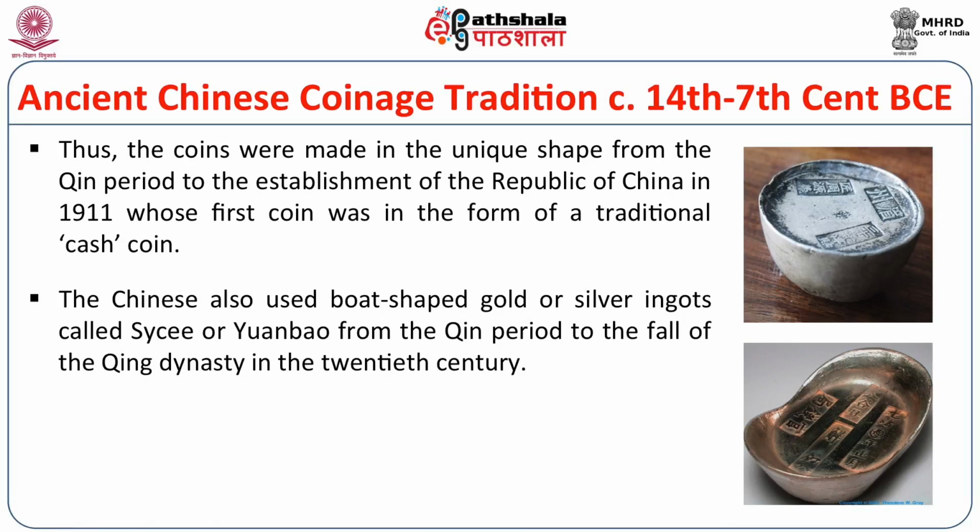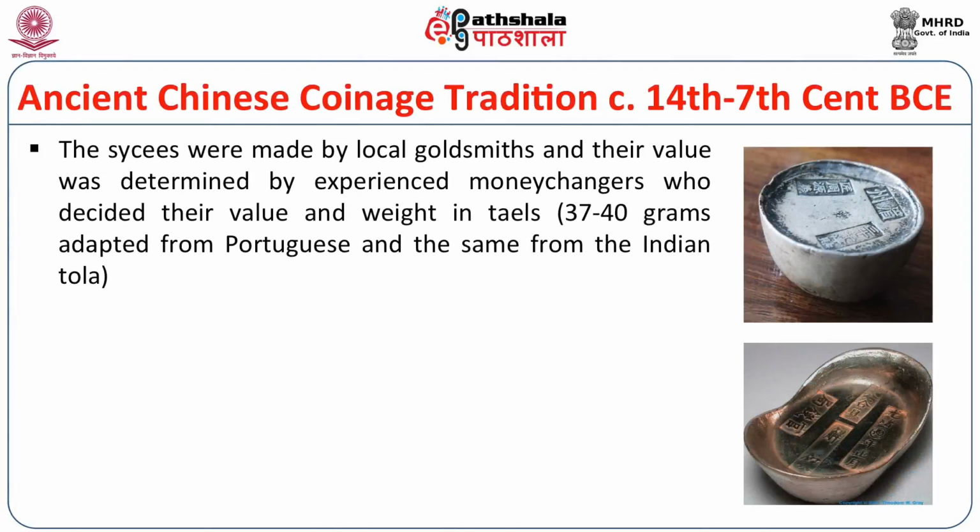Additionally, the Chinese also used a boat-shaped silver or gold ingot termed as Saisi or Yuan Bao, right from the Qin period till the period of the Qing dynasty, which fell in the 20th century to the Chinese Revolution. Saisi is nothing but the Romanization of a Cantonese word which means fine silk, and this was probably because of its ability to be drawn into long threads of gold or silver. The Saisis were made by local goldsmiths, and their value was judged by experienced money changers who decided their value and weight in a term called tael.